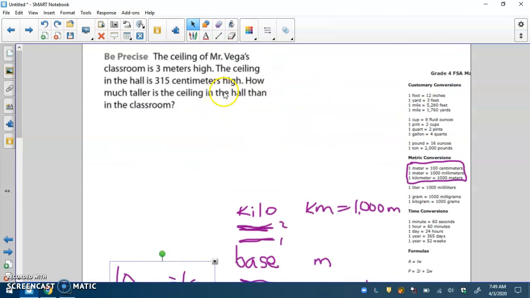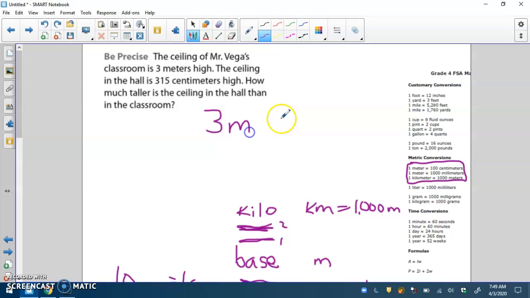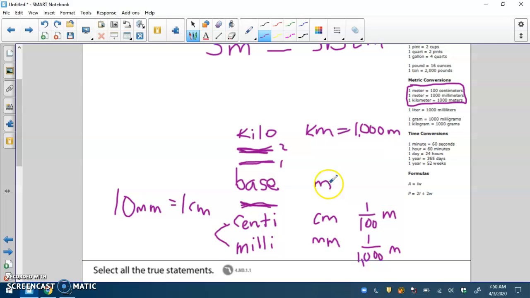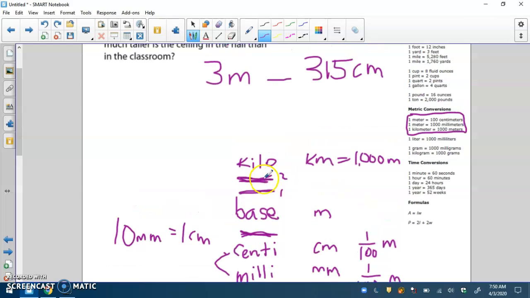Perfect. All right. Ceiling is 3 meters high. We have to take 3 meters and compare it to 315 centimeters. We need to know the relationship between meters and centimeters. I know here's meters, here's centimeters. I know that there's 100 centimeters in a meter.